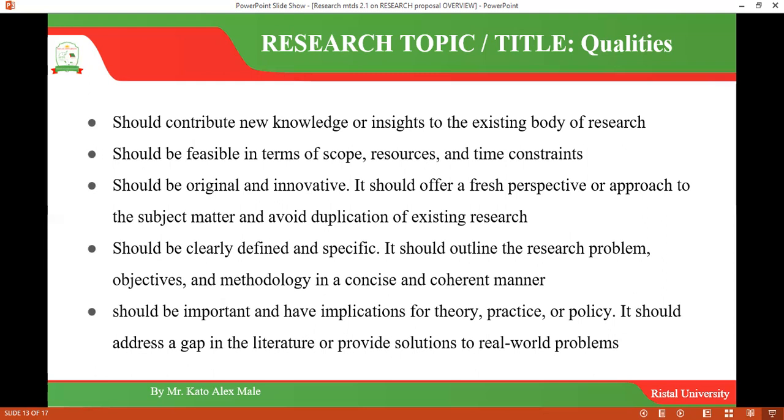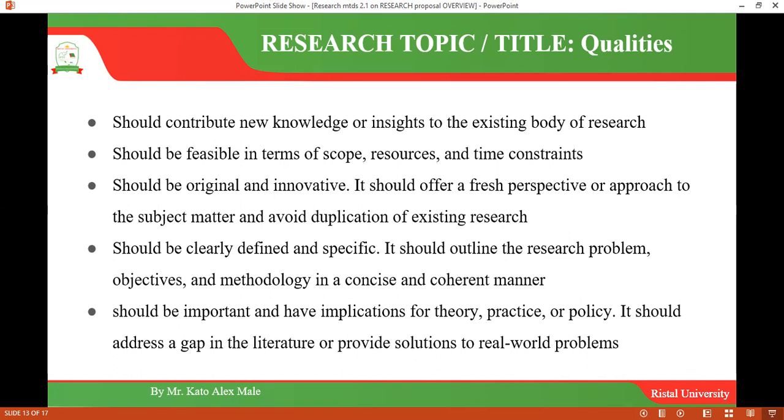Yes, it should be specific, and it should outline the research problem, the objectives, and then the methodology in a concise and coherent manner. I gave an example of a research title which includes all of these qualities. We are going to see it in the preceding slides. It should also be important and have implications for theory, practice, and policy.